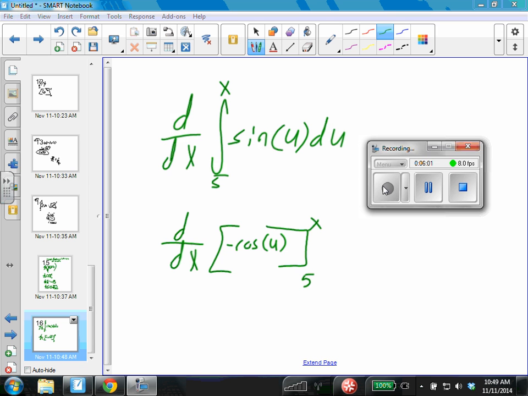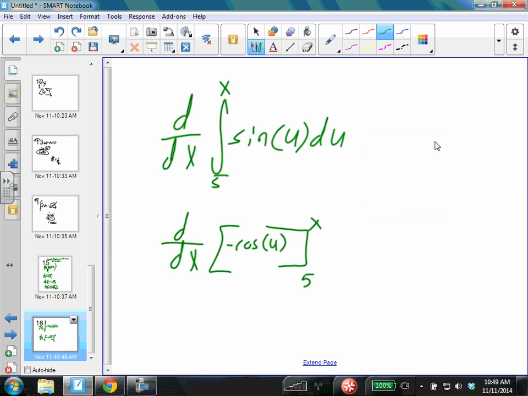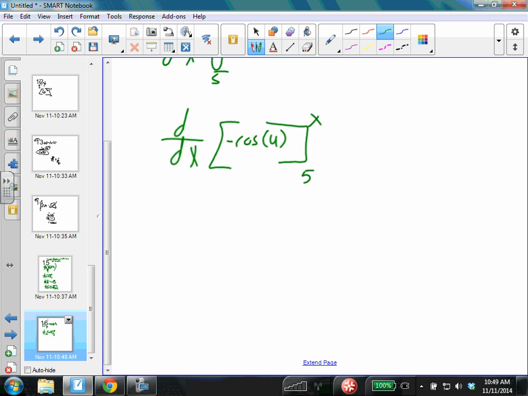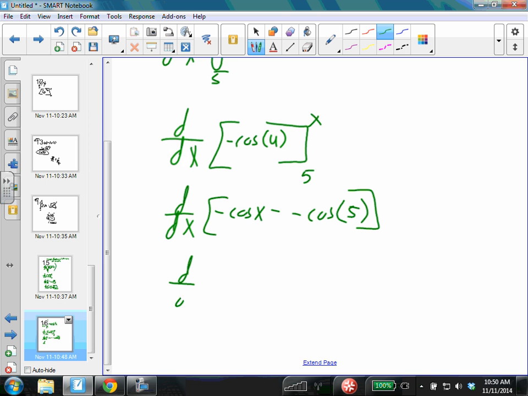Let's go ahead and actually plug in to be able to evaluate this. And so we're going to be taking the derivative with respect to x, and now we have negative cosine of x minus negative cosine of 5. So this is the derivative with respect to x of negative cosine x plus cosine of 5.